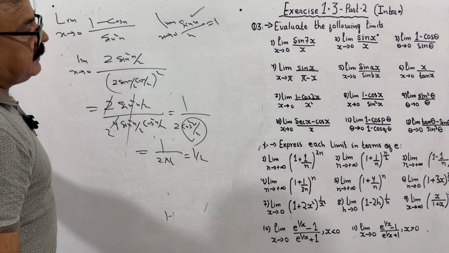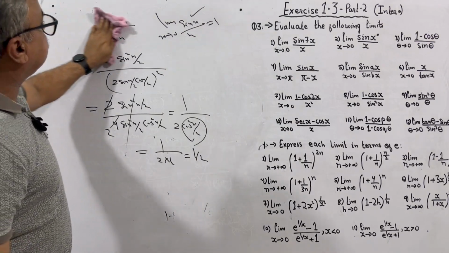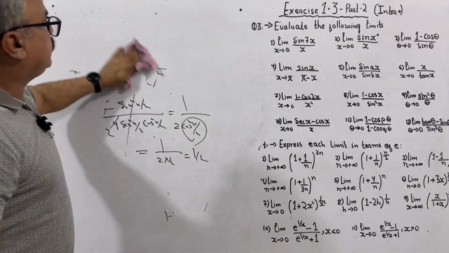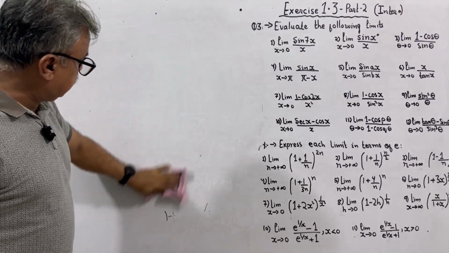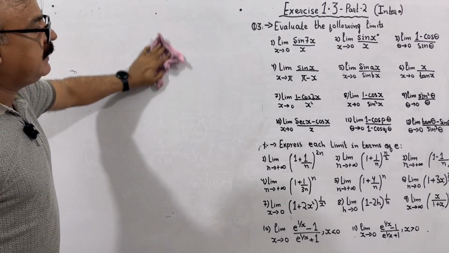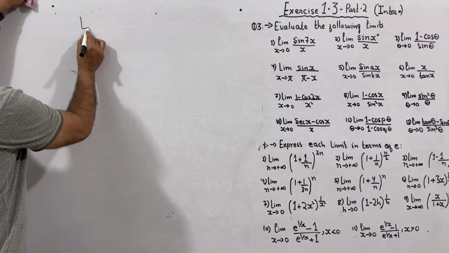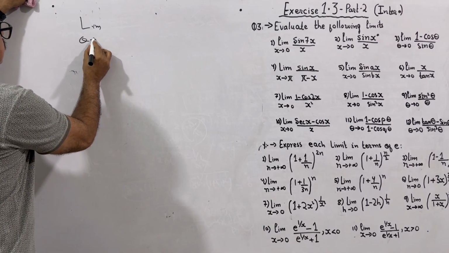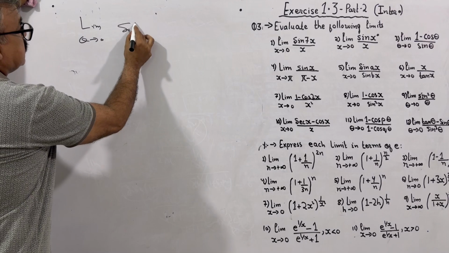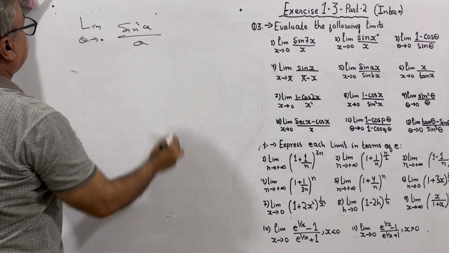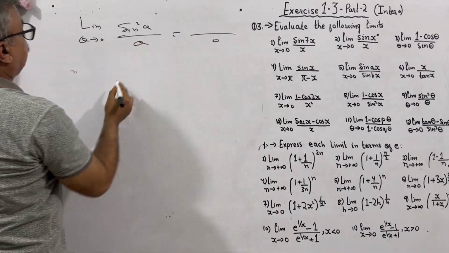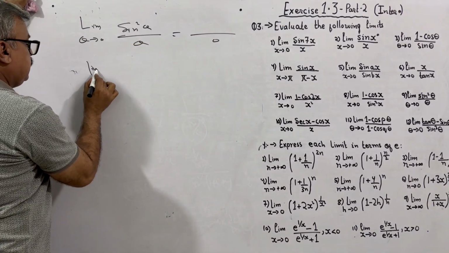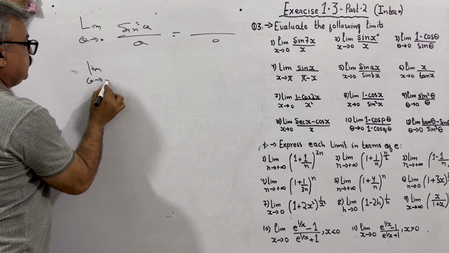Question number 9. That is limit theta tends to 0 of sin square theta divided by theta. Good one. For a direct limit, the denominator is 0, which we don't want. There is already a formula hidden in that.